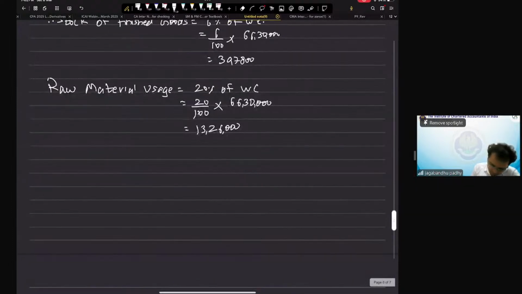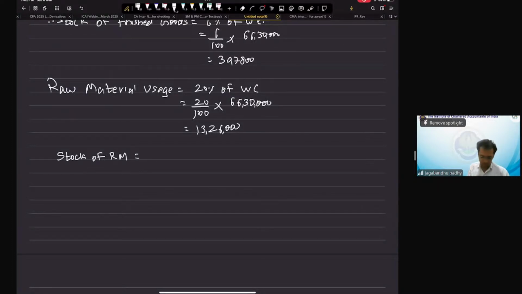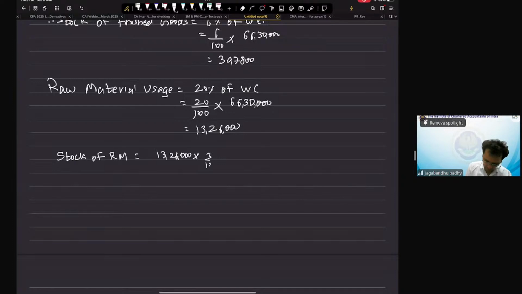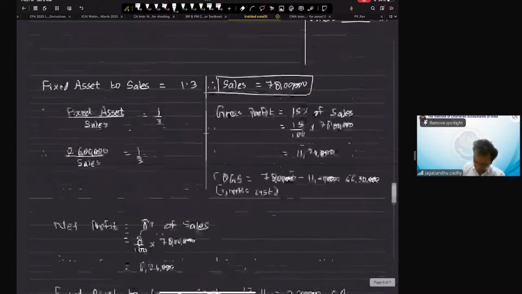Based on this raw material usage, we can get the stock of raw material. Stock of raw material will be raw material usage, which is 13 lakh 26,000, into 3 months. So that's going to be into 3 by 12. 13 lakh 26,000 into 3 by 12 is 3 lakh 31,500. Stock of raw material is 3 lakh 31,500.